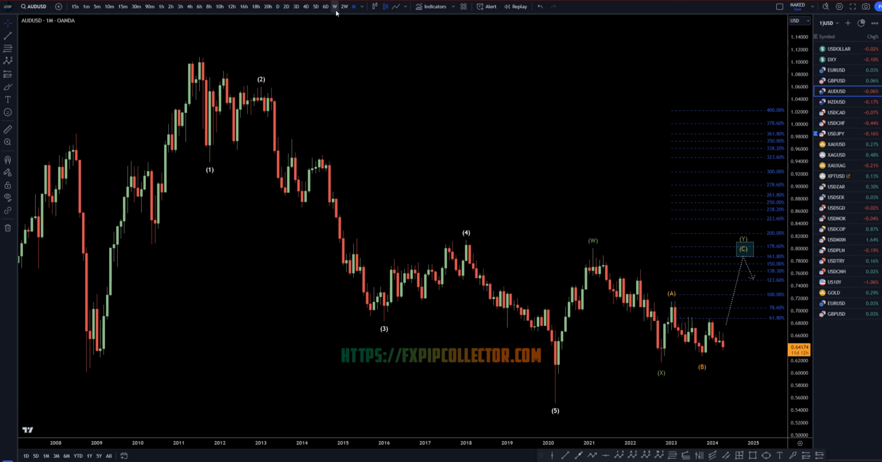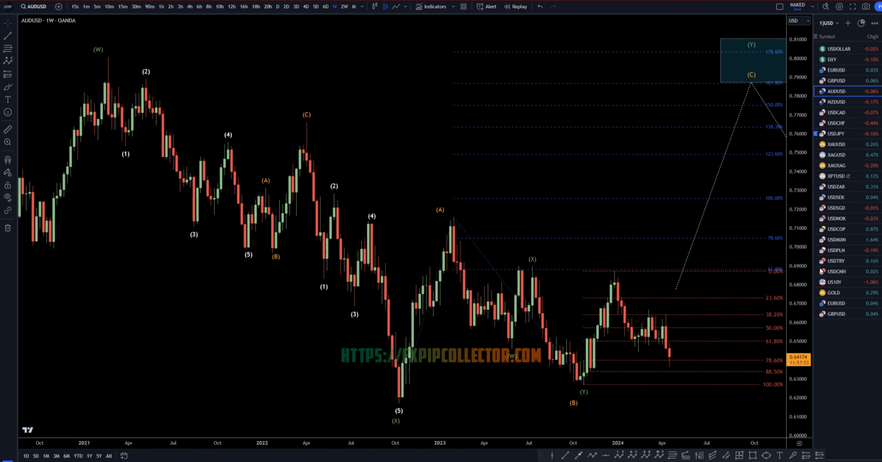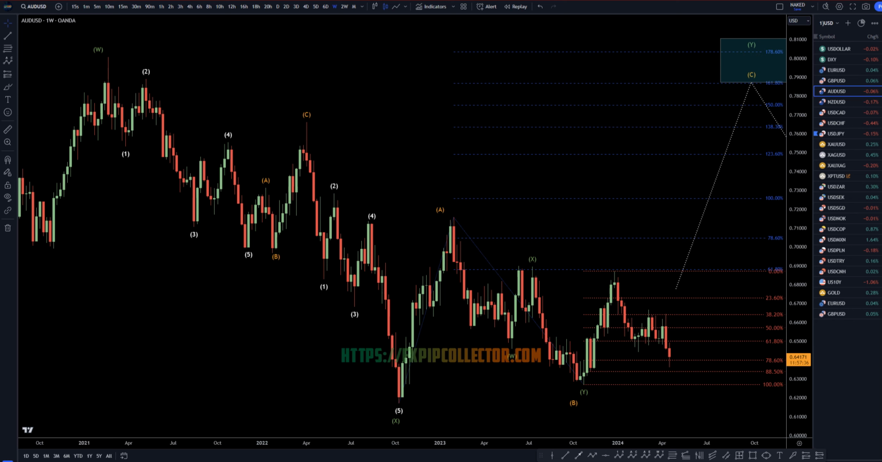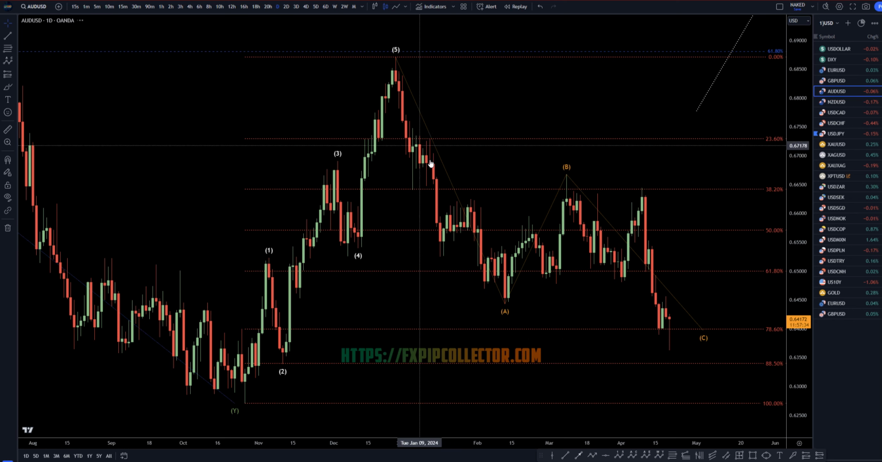So let's head down to the weekly time frame. On the weekly time frame, I'm still looking at this first push up as a wave 1, probably a wave 1 of C. 1, 2, 3 waves down, I still think this is a wave 2. I still personally think this is eventually going to go up and make a 3, a 4, and a wave 5, which should be a wave C of wave Y. So keeping all that in mind, let's head down to the daily time frame.